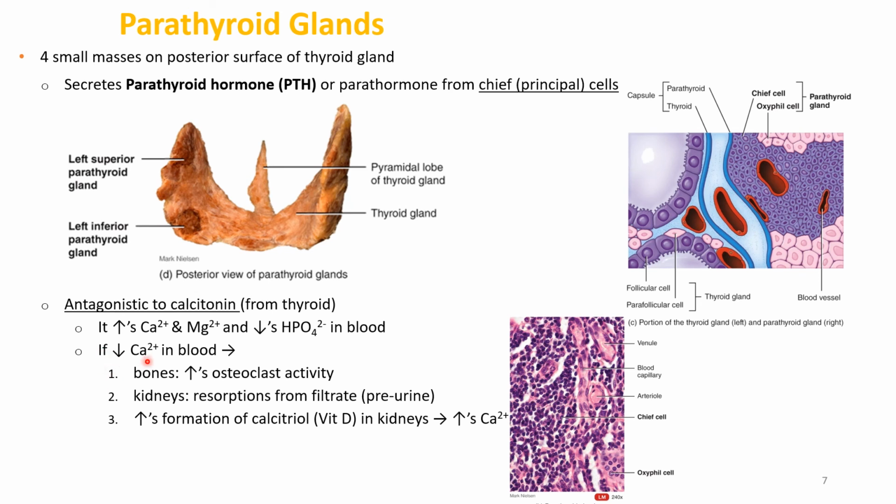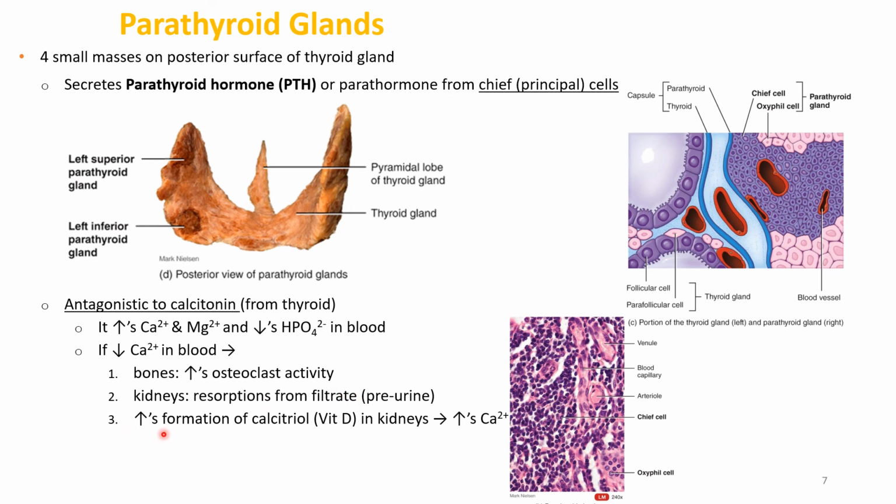So if you have low blood calcium, then in the bones, it's going to increase your osteoclastic activity. So it's going to be pulling calcium out of the bones. In the kidneys, instead of excreting calcium into the urine, it's going to take that filtrate and pull more calcium out of the filtrate and put it back into the blood. So we're pulling calcium in that way.